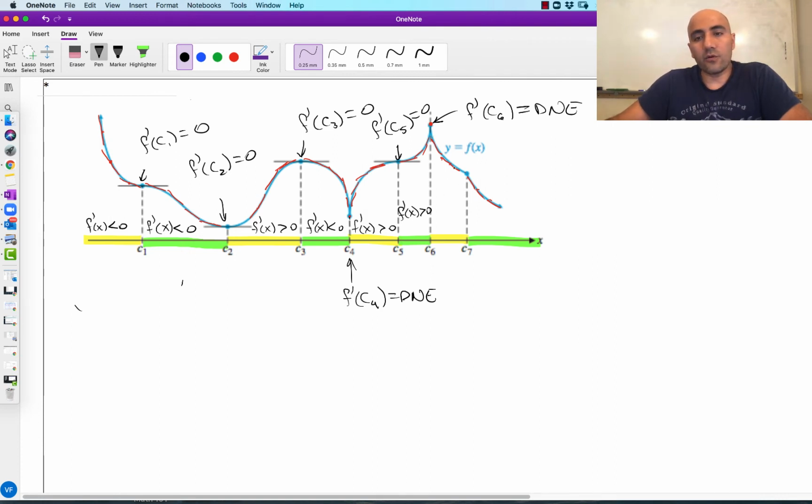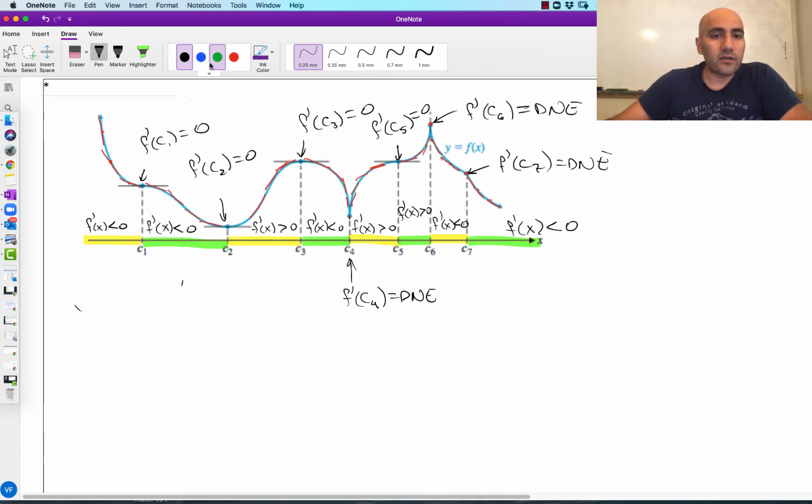And then on this interval, f prime of x is negative, less than 0, reaching to that point right there. And then again, for f prime of c sub 7, we end up with this sharp point there. So it does not exist at that point. Right? At this point, we end up with a sharp corner. And then for the last interval here, f prime of x is negative as well. Good.